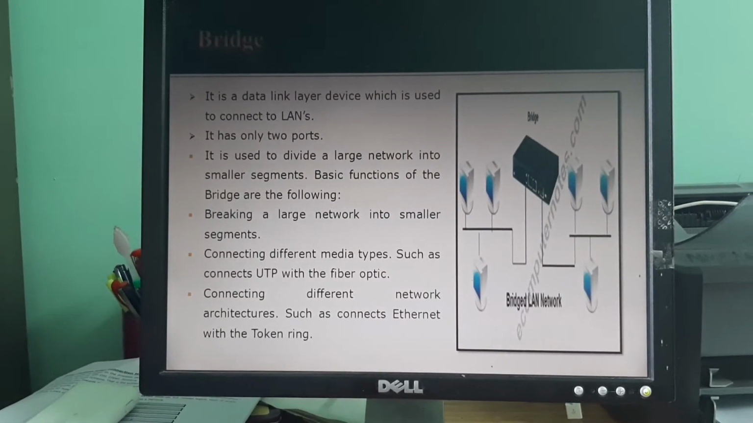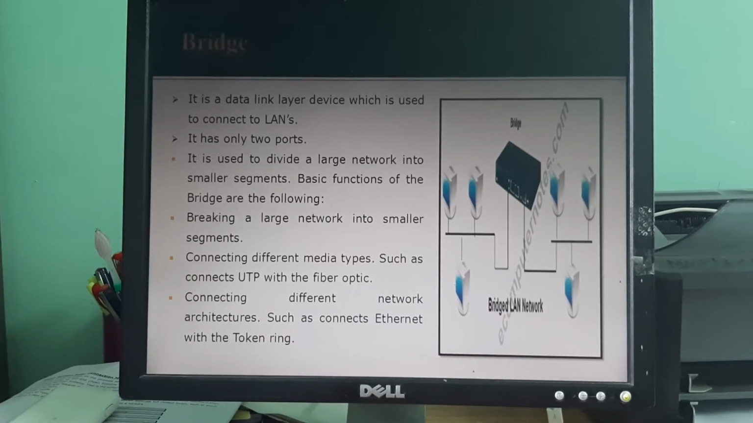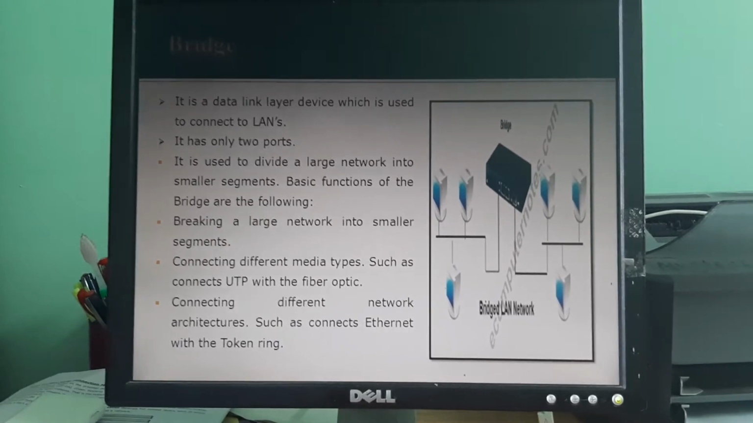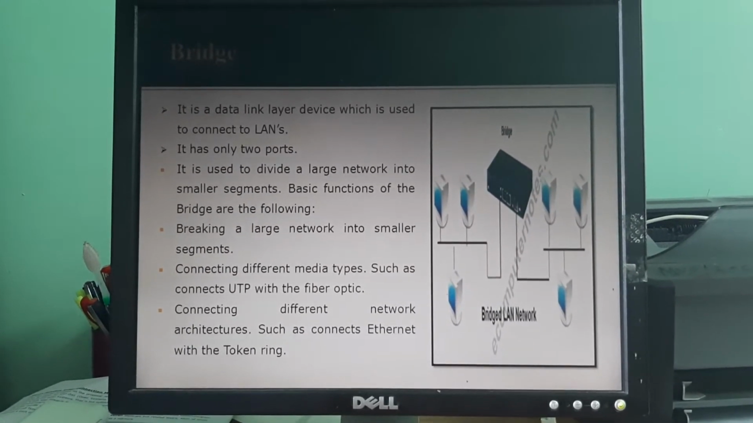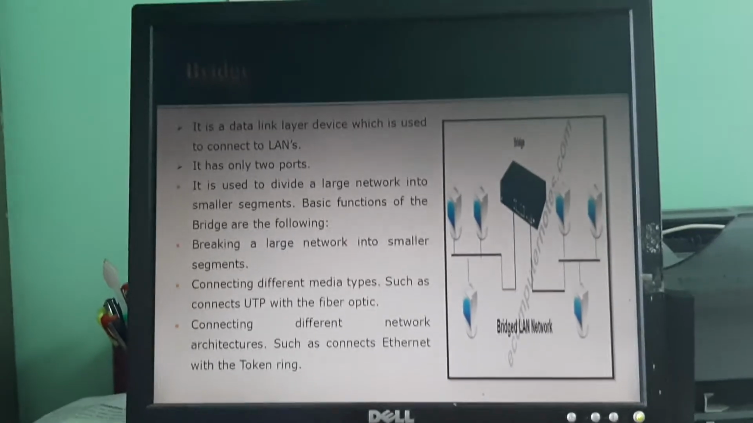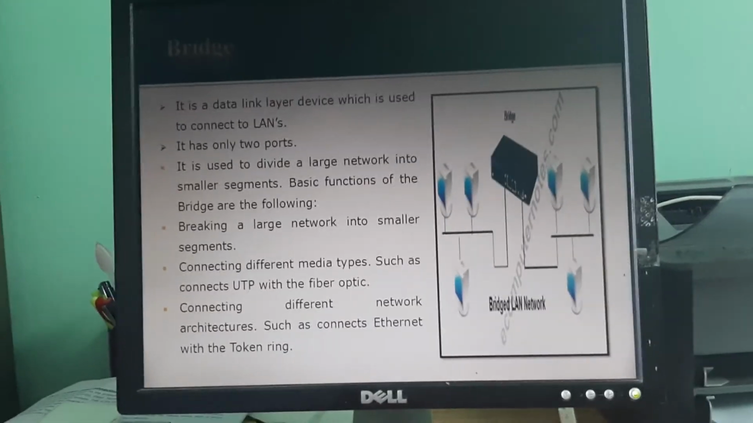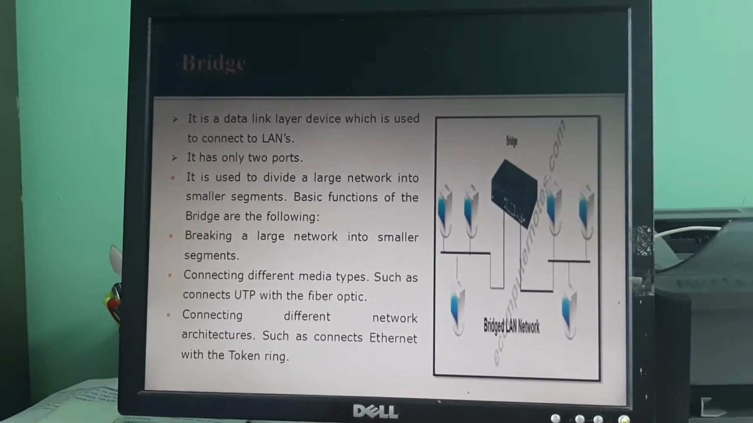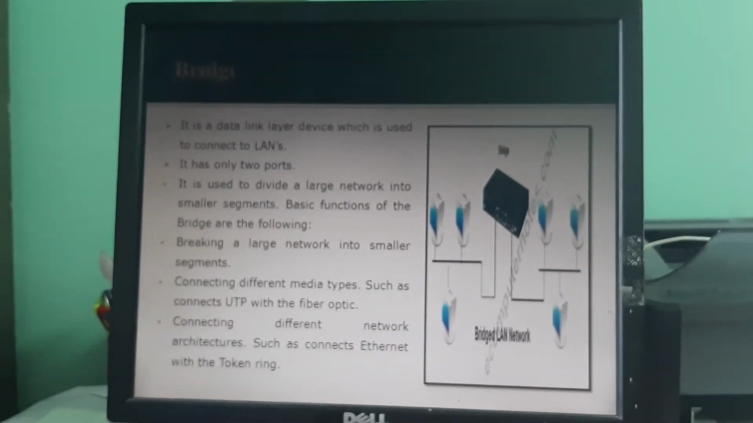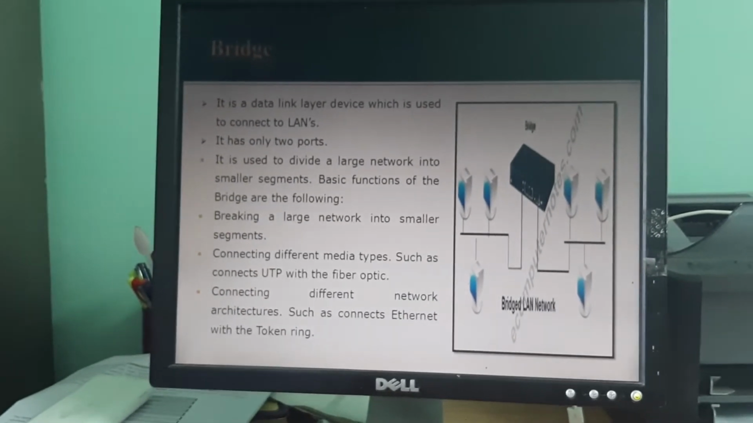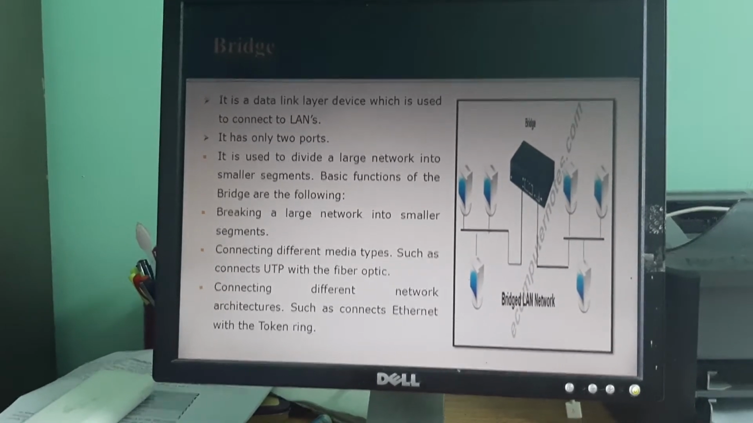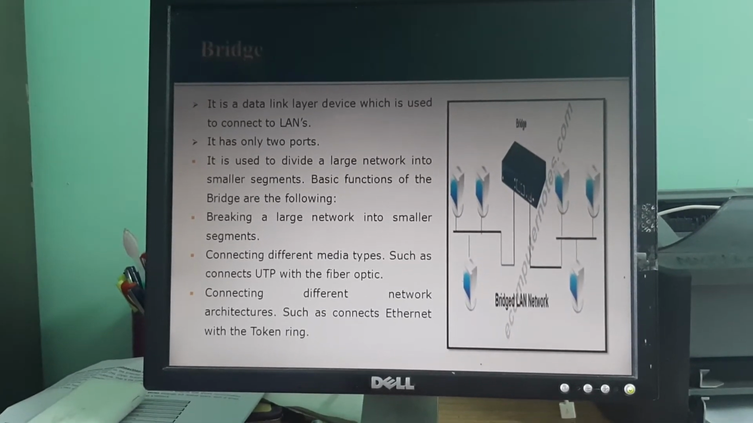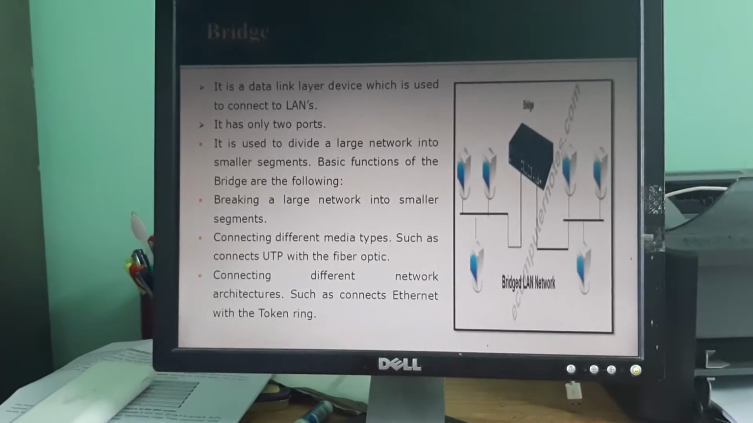Now coming to the fourth one, the bridge. As you see in the diagram, this bridge is used in the data link layer. Here you are hearing a new term called data link layer. Don't worry about it. In the coming session, we will discuss the 7-layered network architecture, and there we will discuss the data link layer. This bridge has only 2 ports. What is this bridge actually used for? It is used to divide a large network into small segments.